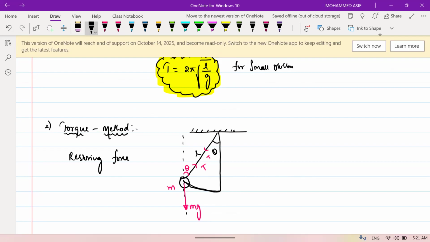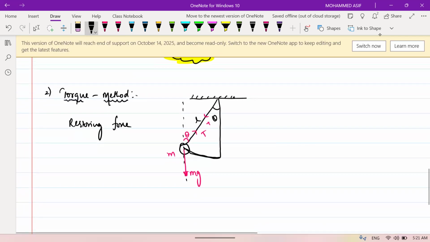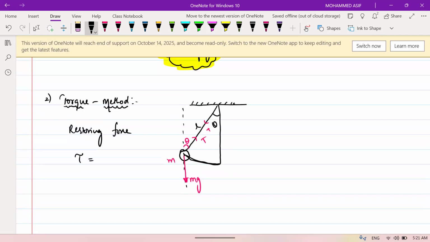Restoring force. As it is in a circular path, force is represented by torque. So torque will be equal to force into perpendicular distance. This is the length L. If I resolve the length L into components, this value will become L cos theta, and this value will become L sin theta. So torque is minus force mg into perpendicular distance L sin theta. So tau is equal to minus mg into L into sin theta, the torque acting on the body.